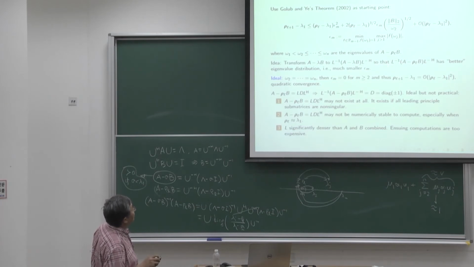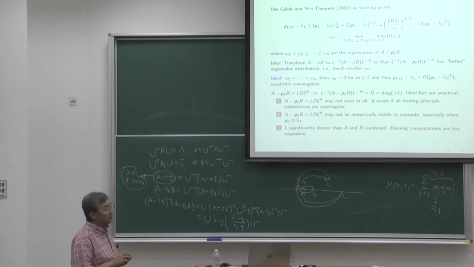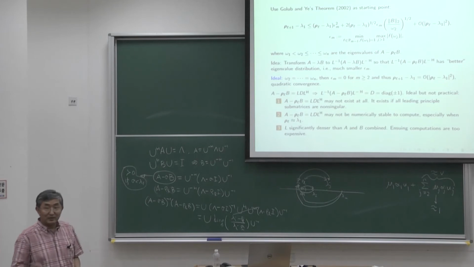In the ideal case, if you can make the last n minus 1 eigenvalues of this matrix all equal, then epsilon m is going to be 0 for m bigger than or equal to 2. We talked about that. Then you have quadratic convergence. Quadratic convergence is basically good enough for any numerical computation, pretty much.